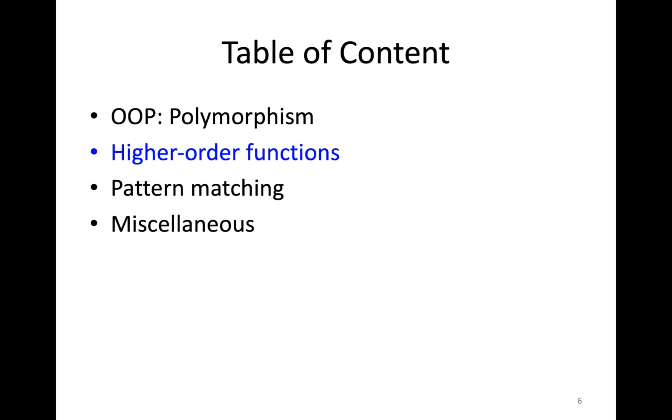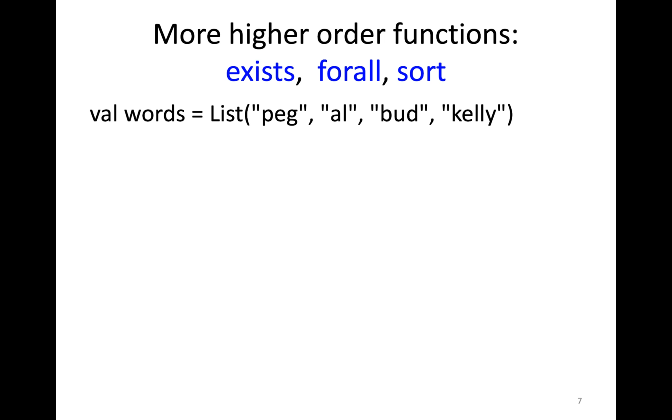Then let's talk about more higher order functions which are available in Scala. We have seen some basic higher order functions before. Now let's see some additional higher order functions in Scala. Exists is one of them, forall is another one, sort is another one. These are examples of higher order functions.